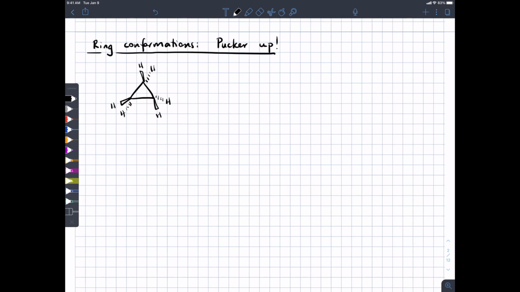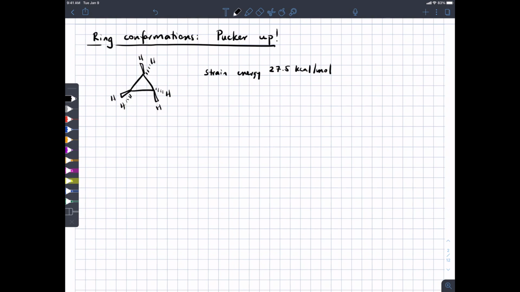And if you do that, you get something that's called a strain energy. For cyclopropane, it's like 27.5 kilocalories per mole. We don't memorize numbers really, so that's not a number that's worth knowing, but the trends are worth knowing and can be useful. There's nothing really that cyclopropane can do to relieve this strain energy. However, the other size rings can.